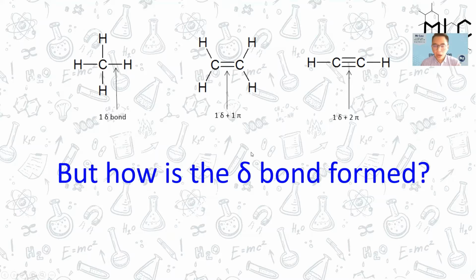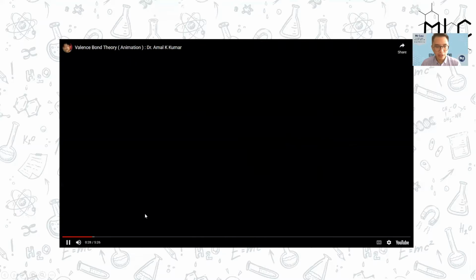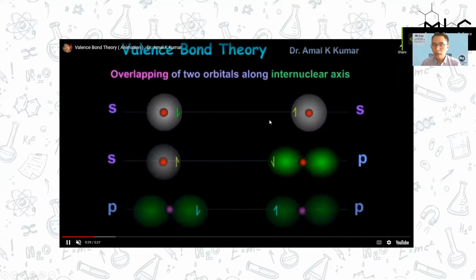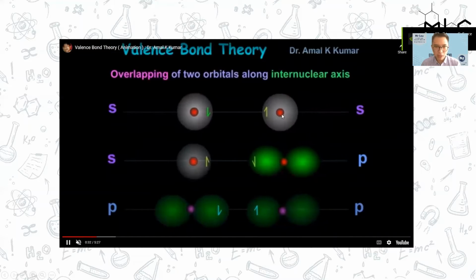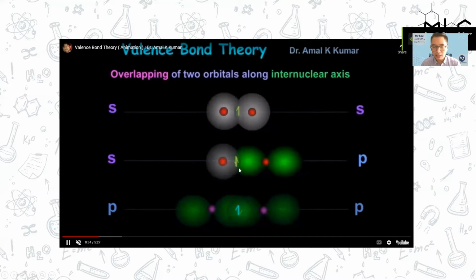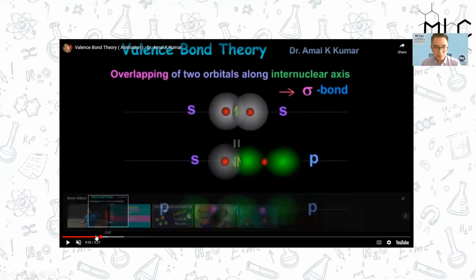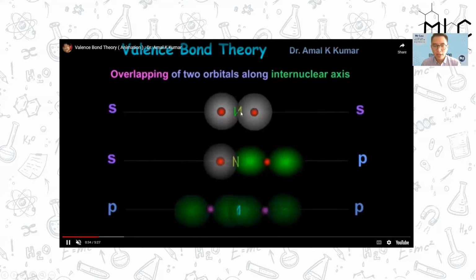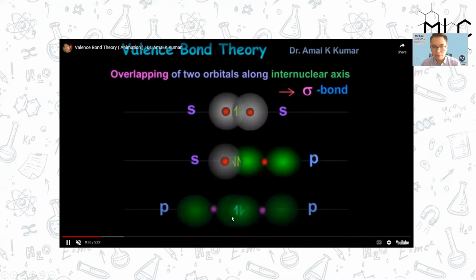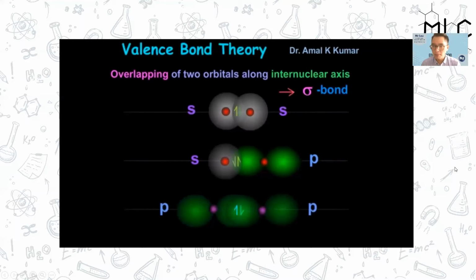Now let's look at how the sigma bond is formed. I'm going to let you watch a very quick video. These are head-on overlaps of s and p orbitals: s and s, p and s, and p and p. Let me show you again. Head-on overlap of s and s, s and p, and p and p orbitals to form the sigma bond.